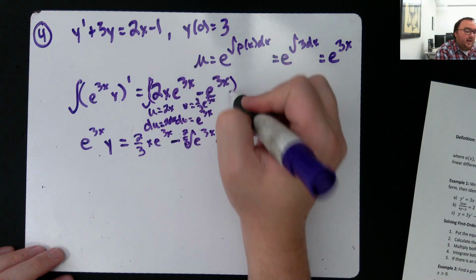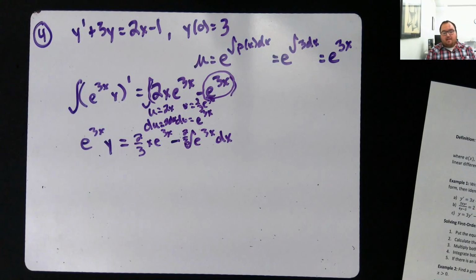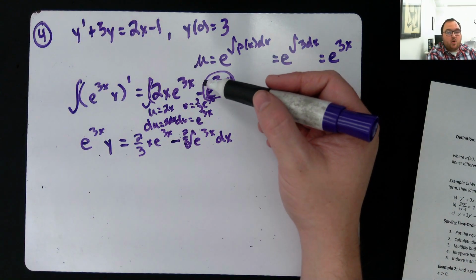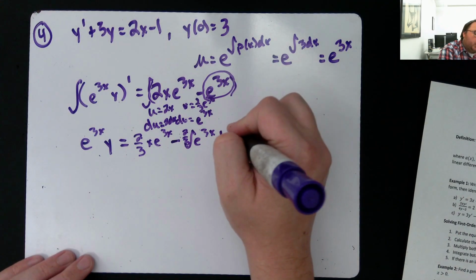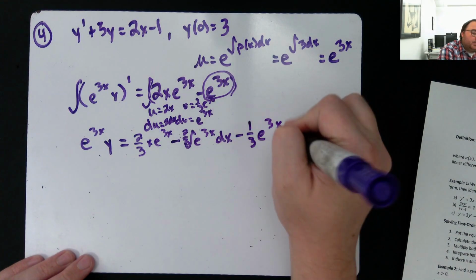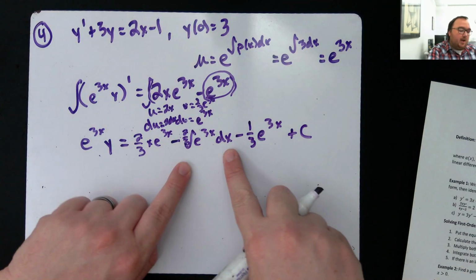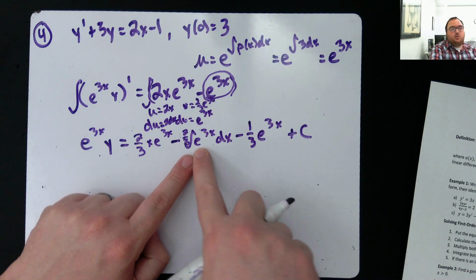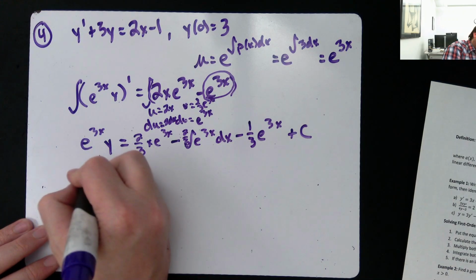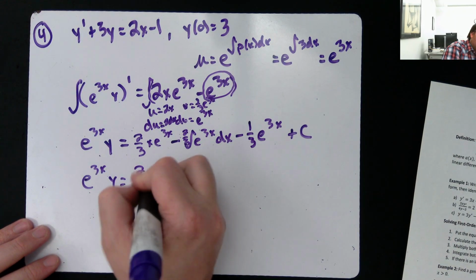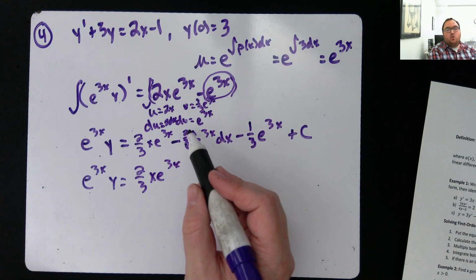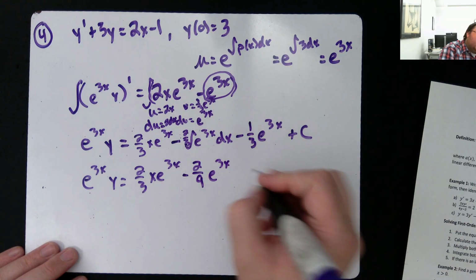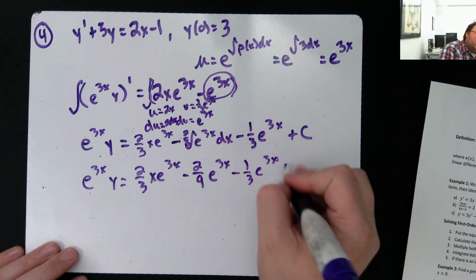Luckily, this one I can just do outright. Once again, just like what happened here, I must have had a 3 out front, but I don't, so I'm going to put a 1/3 e to the 3x. Of course, always put plus c. Now I've got to do this part, but it's the same one I just did. It's 1/3 e to the 3x, which is going to make this 2/9. So e to the 3x y equals 2/3 x e to the 3x. Again, this is going to be 2/9 because I had to bring down a 1/3. So minus 2/9 e to the 3x minus 1/3 e to the 3x plus c.